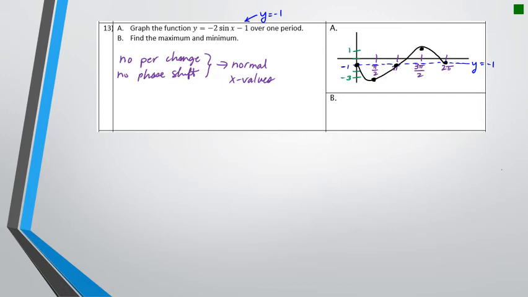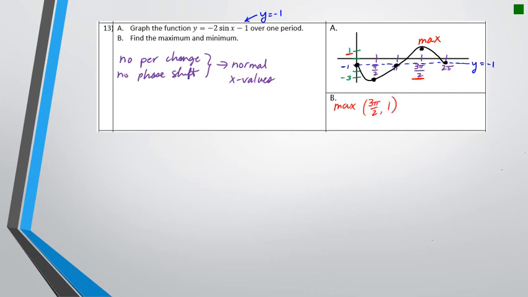Now as far as maximums and minimums go, I see one of each. This right here would be my maximum because that's the highest point on the graph. And I see that my x value is 3 pi over 2 and my y value is 1. So I'm going to write maximum is 3 pi over 2, 1.